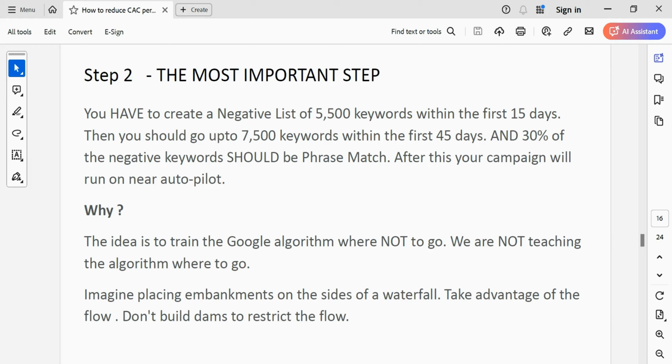When your campaign scales, you have a good daily budget, you have a comfortable TCPA, you will have a huge negative list, and the bigger the negative list, the better it is for the campaign. That means your campaign is slowly getting more and more focused, and then Google will take the path of least resistance, but you just have to teach the algorithm where not to go. We are not teaching the algorithm where to go, we are teaching it where not to go. That's why we are making a huge negative list and we are leaving it open for Google.